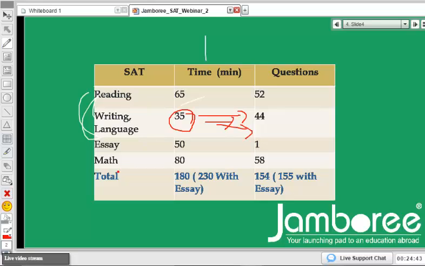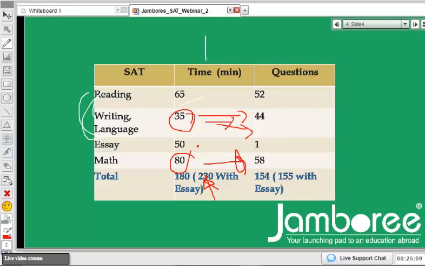You will be sitting for 230 minutes. 230 minutes, it's like 4 hours. You have to be sitting in one place, concentrating for 4 hours at a stretch. So that itself is a task, and hence the importance of the full length mock test, right? In math, you have got 80 minutes to do 58 questions, right? So you have some room there.